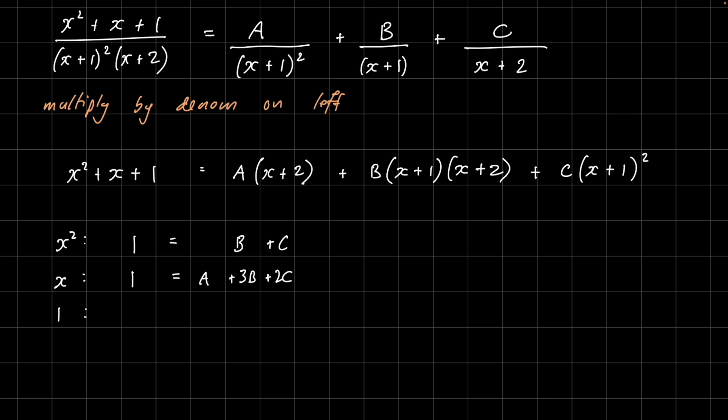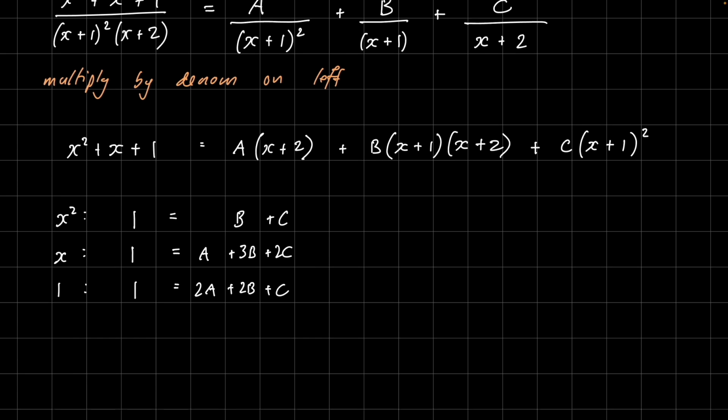And if I want to look at the constant terms, on the left-hand side there's a 1, and then on the right-hand side there is a 2A. When I multiply the quadratic, the constant is going to be a 2, so there's a 2B as well. And when I multiply out (x+1)², the constant will be 1, and so there is a C. And I then want to go and find A, B, and C.